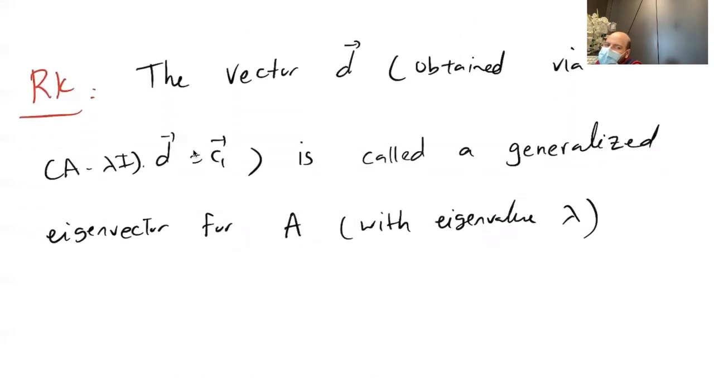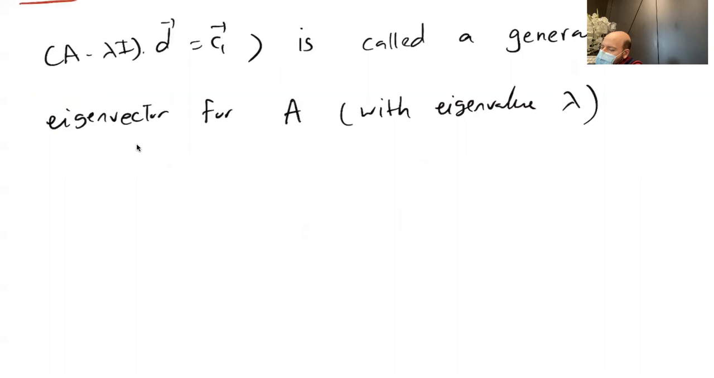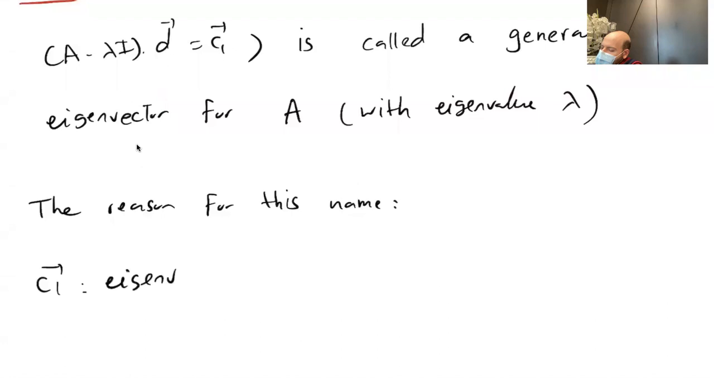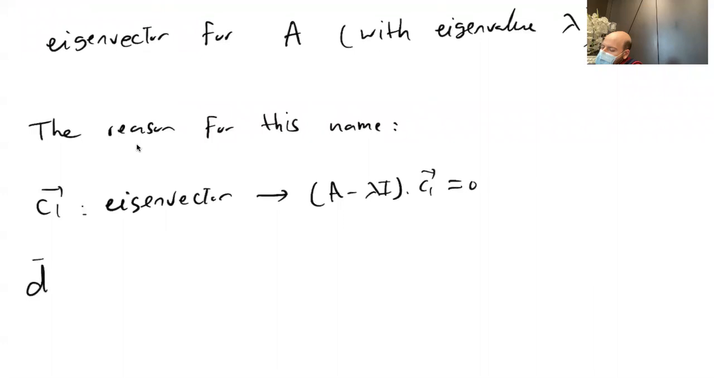Why is it called a generalized eigenvector? Well, we know that A minus lambda I times an eigenvector is 0. Now A minus lambda I times this D is C1. But what about if, instead of A minus lambda I, I consider A minus lambda I the whole squared? So the reason for this name: if C1 is an eigenvector, then we can say that A minus lambda I times C1 is 0.